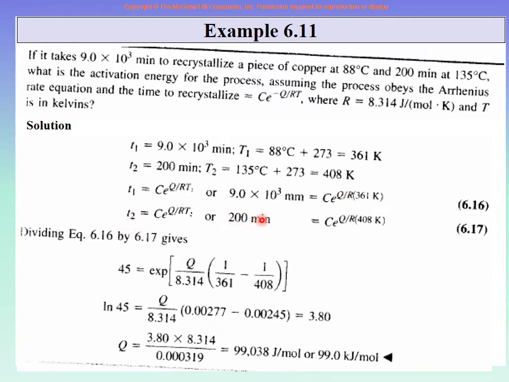T2 200 minute is equal to so much. If you divide one equation by the other, the C and the C will cancel out, right? And you will have 9000 upon 200, which becomes 45. Exponent, remember, exponent means e raised to. So C and C have been cancelled out.